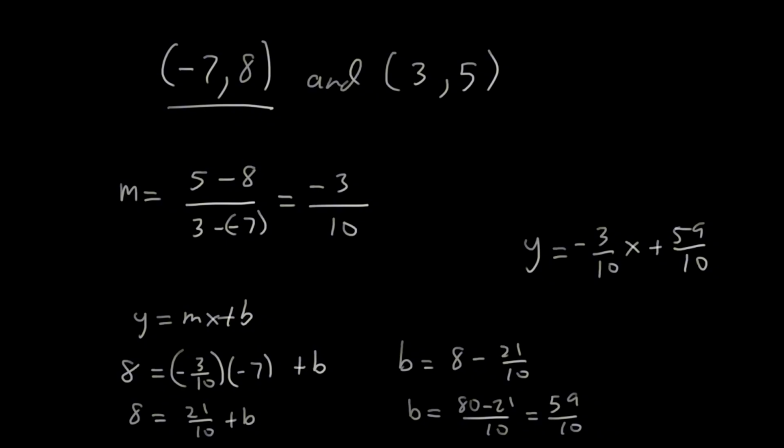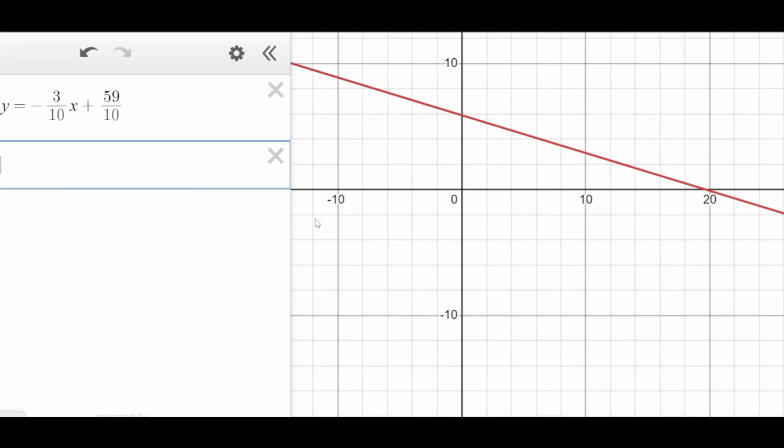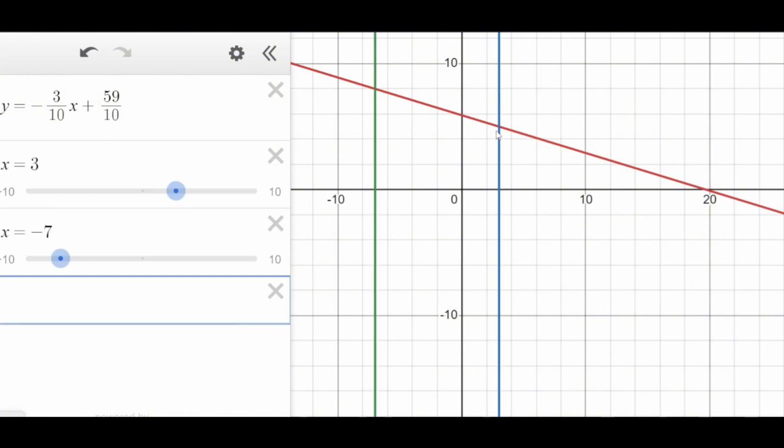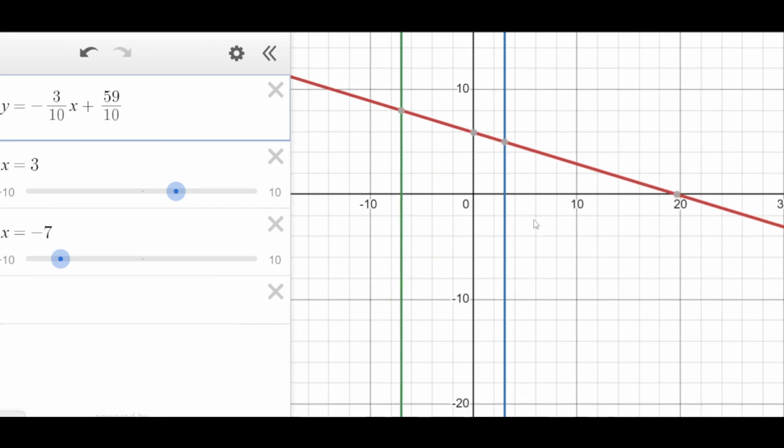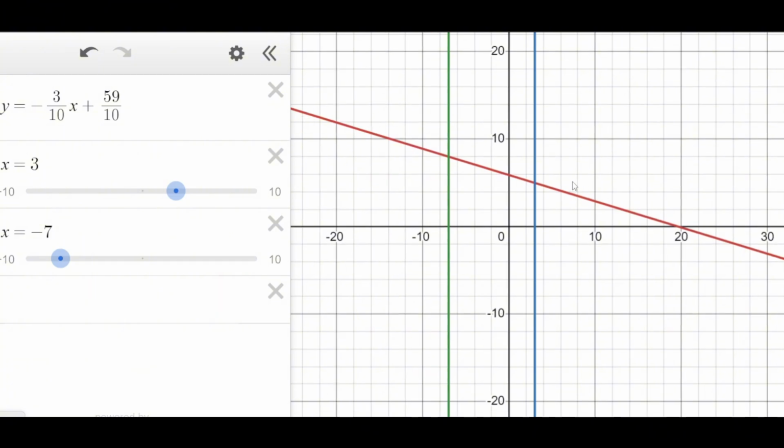Now, since I made up those points and the equation was kind of scary looking, I'm just going to check Desmos to see if we got it right. Okay, so pulling up Desmos here. And we'll just see if the points that we were given actually exist on this graph. And if we look at x equals 3, we get (3, 5), which is one of the original points. And if we look at x equals -7, we get (-7, 8), which was the other original point that we were given. So this shows us that it worked. We got the right answer.